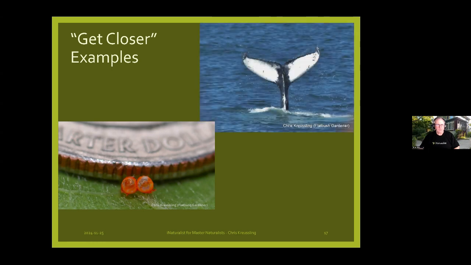Sometimes getting closer is hard when things are far away. Anybody know what this is? This one's easier. Yes, it's a whale. Anybody hazard the type of whale? Okay, it's not a right whale, but it's possible in this area.